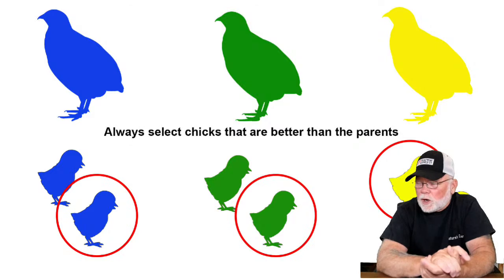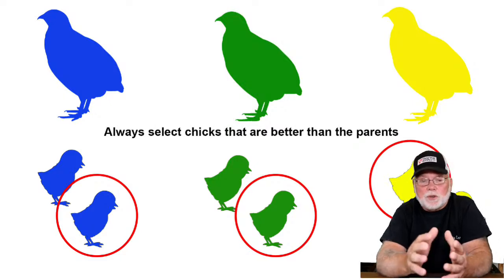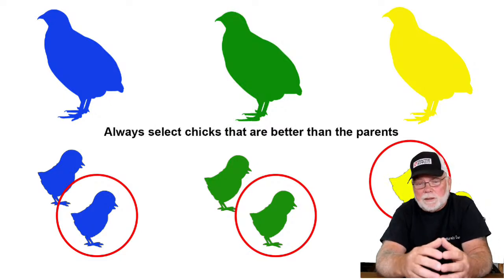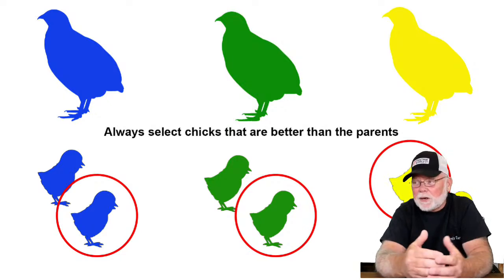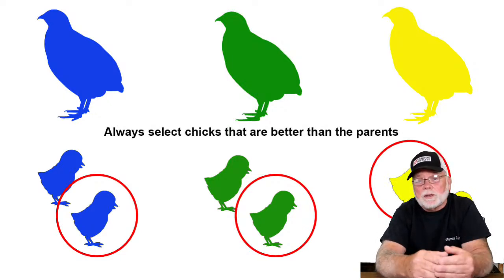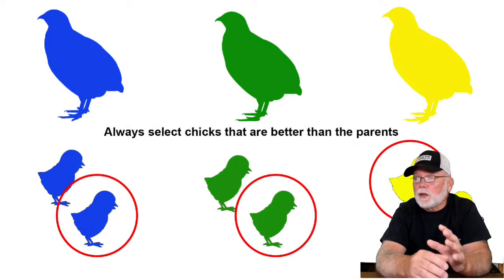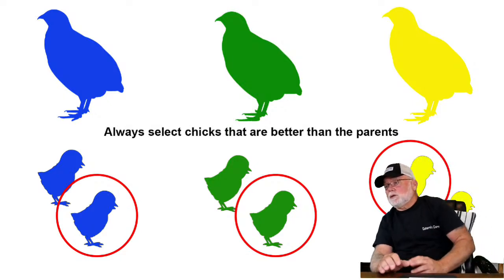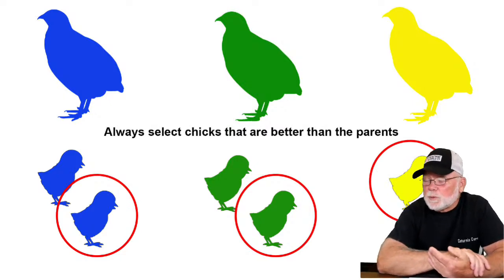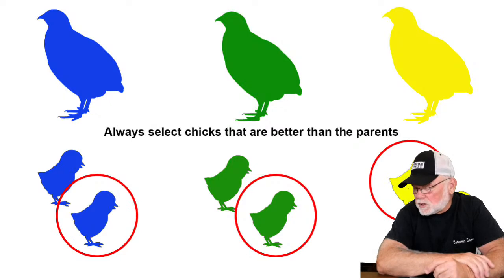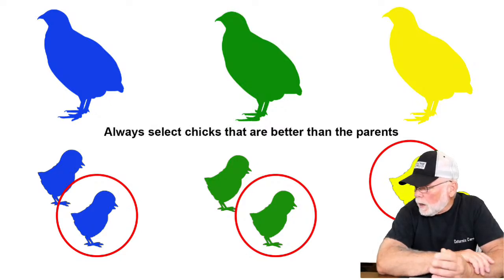And here we go. We're talking about selecting the best chicks that are better than the parents. When selecting your hens, you want to select hens that are as good as the mother, if not better. But the most important one is actually the rooster. You want to make sure that the rooster, you can see, well, behind me is the top one. That's supposed to be a rooster. He's the best one because he's going to move on to that next group.